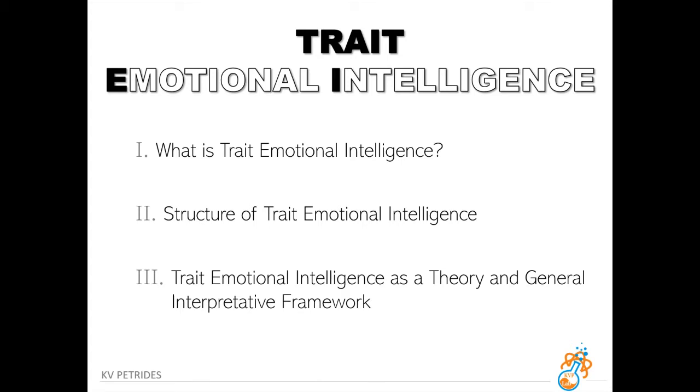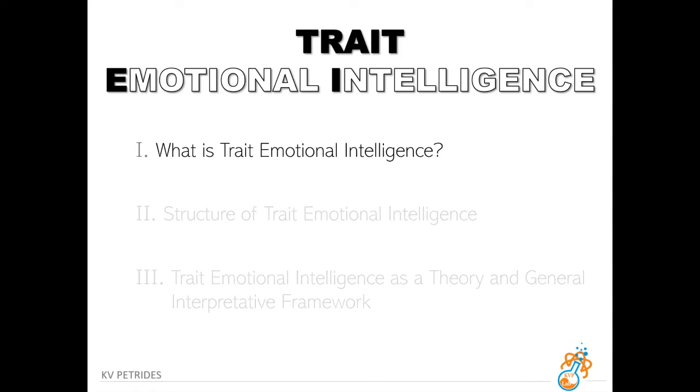It comprises three parts. First, it presents the background and definition of the term trait emotional intelligence, including its 15 constituent facets. Second, it presents the hierarchical structure of the construct, with the 15 narrow facets at the bottom, 4 broad factors in the middle, and global trait emotional intelligence at the apex of the hierarchy. Last, we close with a discussion of trait emotional intelligence as a theory and general interpretative framework.